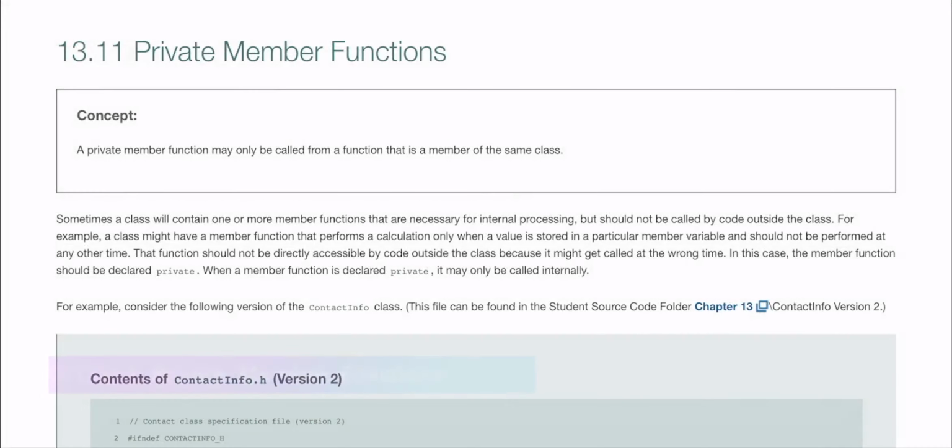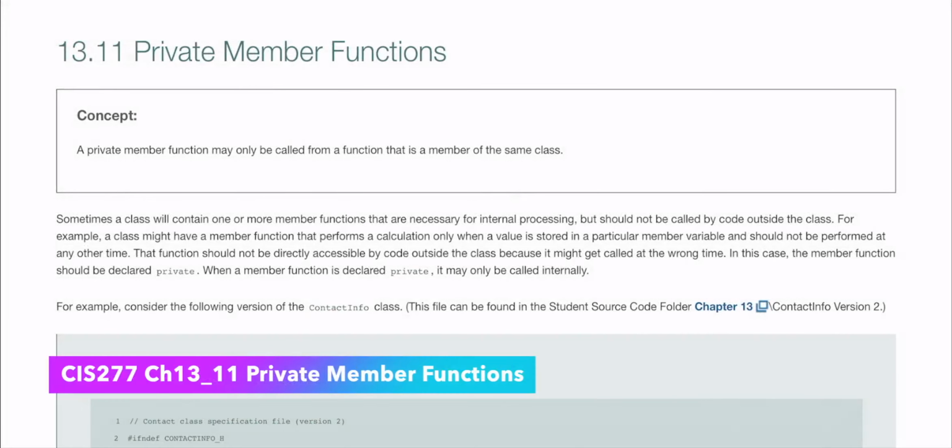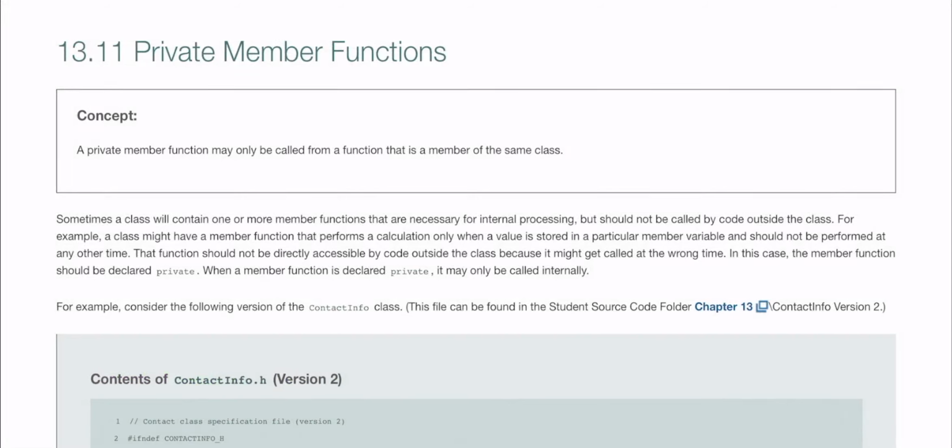Here on page 776, we have 13.11 and we have the idea of private member functions. You'll remember when we first started defining the class that we had public and we had private members for our functions. So those members could either be functions or they could be variables.